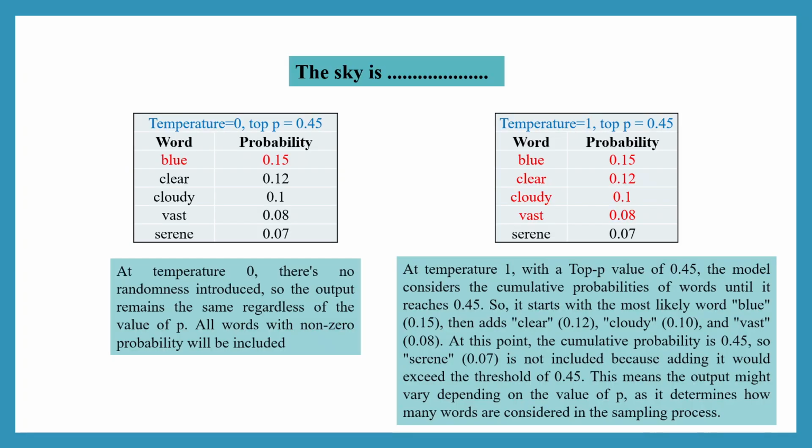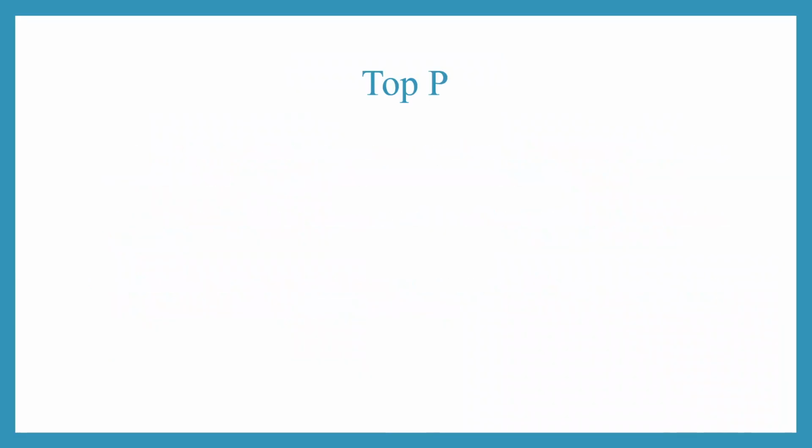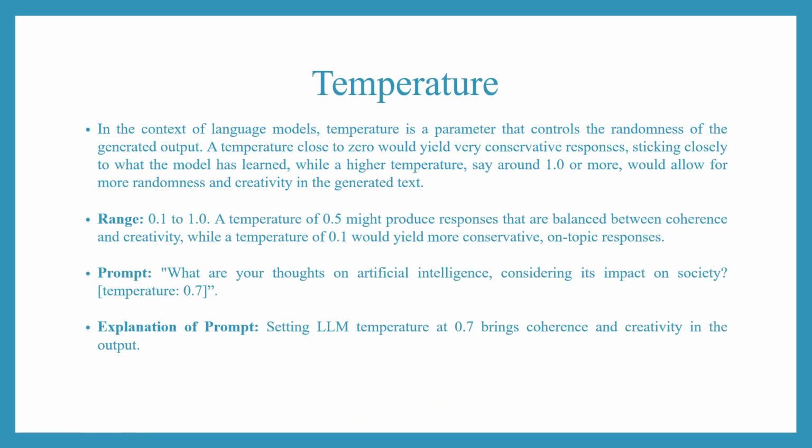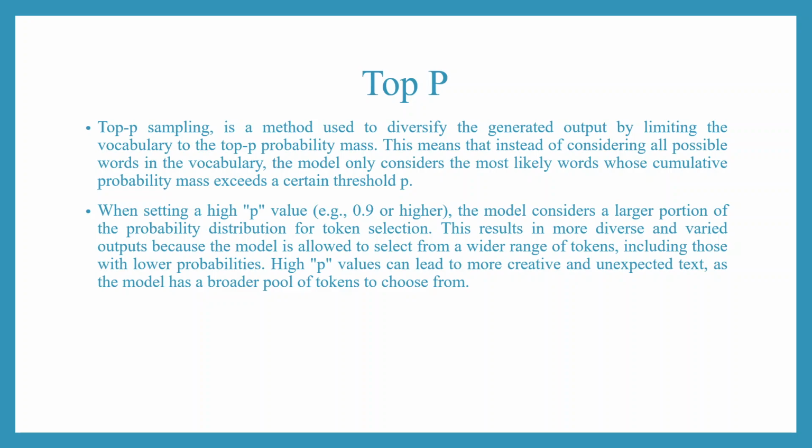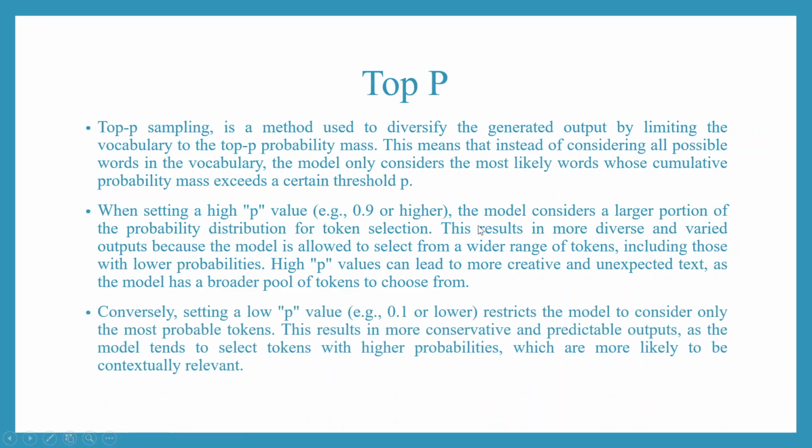So let's read this again. When setting a high p-value, the model considers a larger portion of the probability distribution for token selection. This results in more diverse and varied outputs because the model is allowed to select from a wide range of tokens. More words are there. Conversely, setting a low p-value restricts the model to consider only the most probable tokens. This results in more conservative and predictable outputs as the model tends to select tokens with higher probabilities.